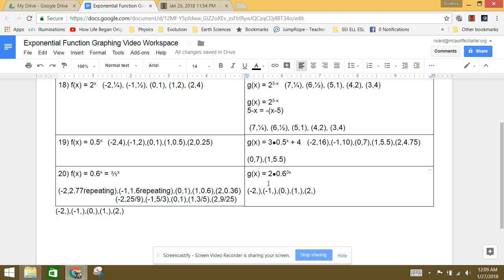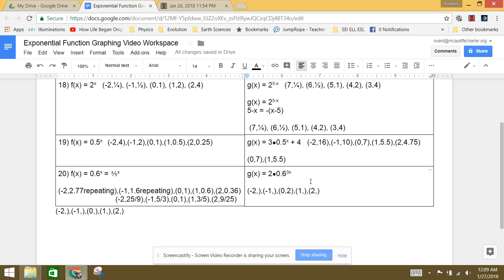So first of all, 3 times 0 is still going to be 0, so 0.6 to the 0 power will still be 1. But I do have an initial value, so that's going to be 2 times 1. So that point's easy to get. Our y-intercept will be very easy to get.